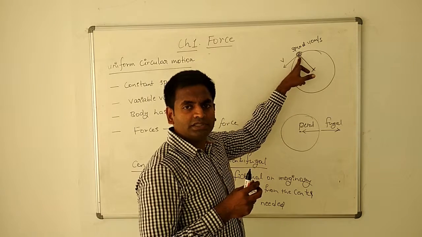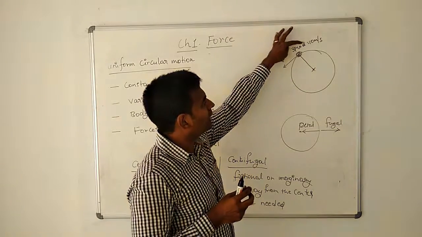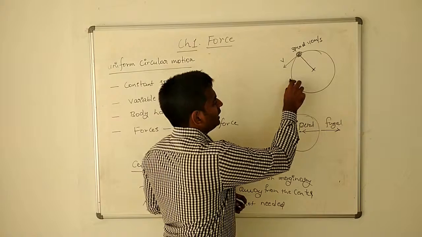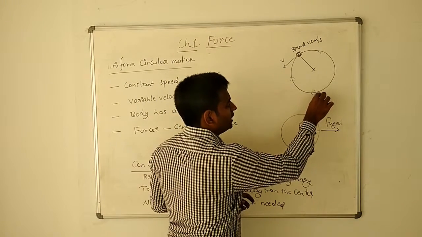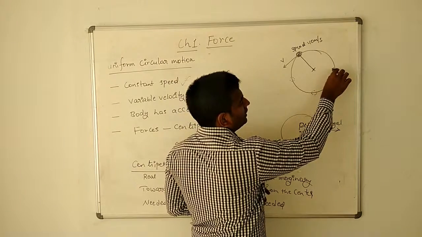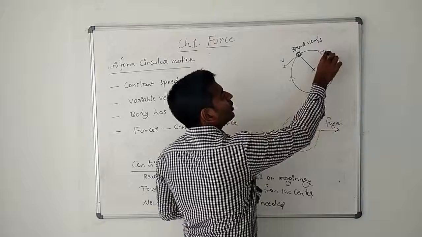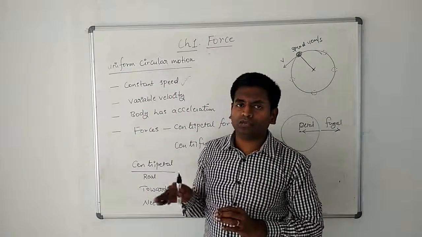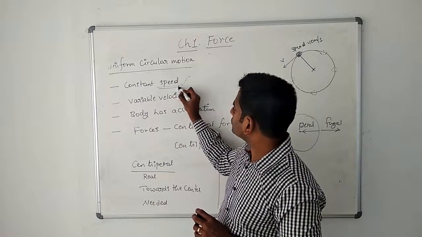Then if you measure the speed of the stone at a particular point, it is 10 meters per second, and if you measure at another point, there also it is 10 meters per second, and at one more point 10 meters per second, here also same and here also same, then this stone is said to be in uniform circular motion. So in a uniform circular motion, speed is constant.